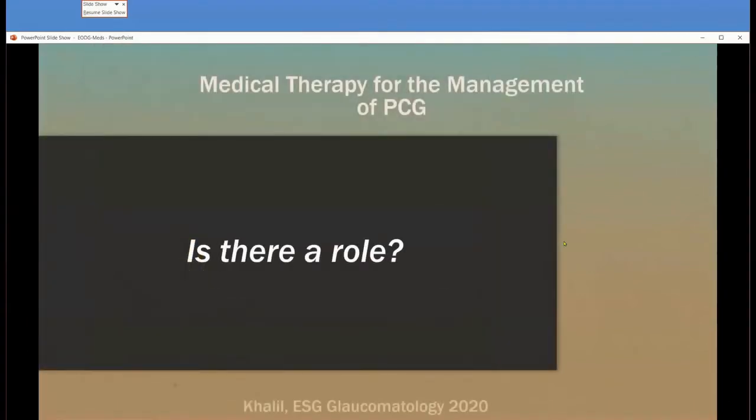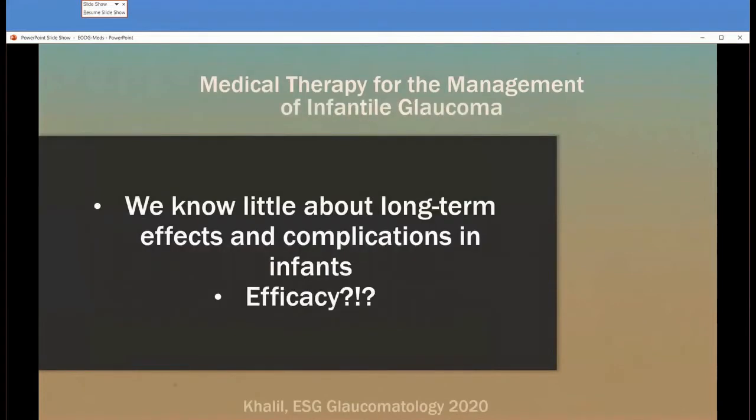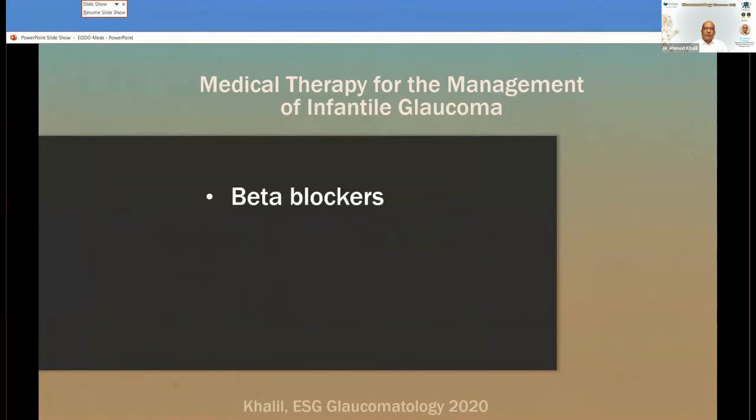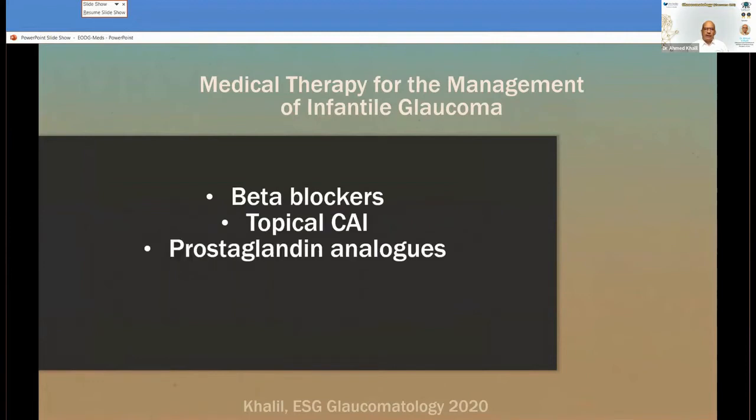So we talk about medical therapy for the management of congenital glaucoma. Is there a role? We know little about the long-term effects and complications of all anti-glaucoma drugs in infants. And what about their efficacies? So we have beta blockers, topical carbonic anhydrase inhibitors, prostaglandin analogs, the alpha agonists, and the cholinergics. These are the most available. But maybe the most important thing we would like to highlight in this brief talk is the alpha agonists.